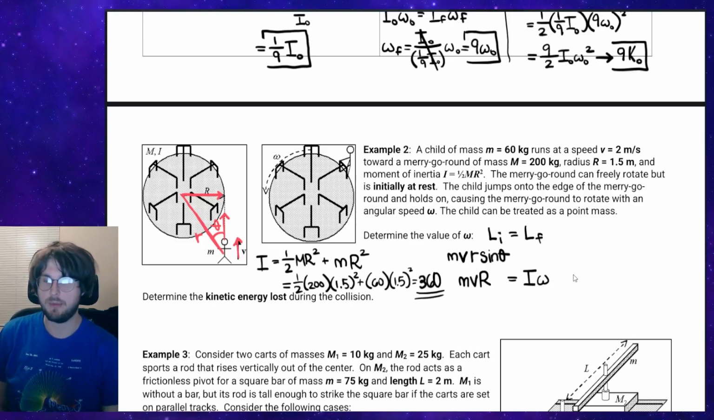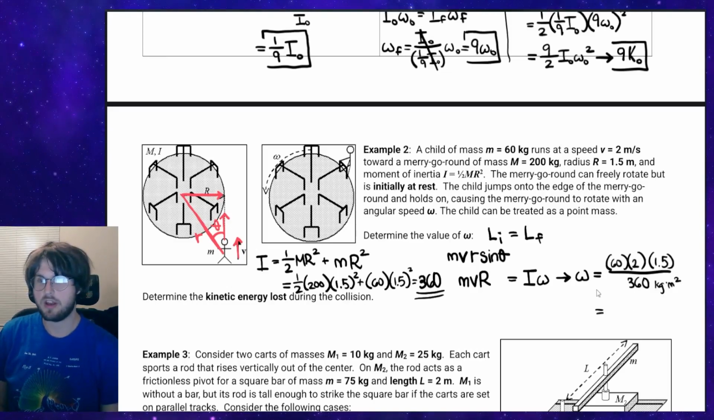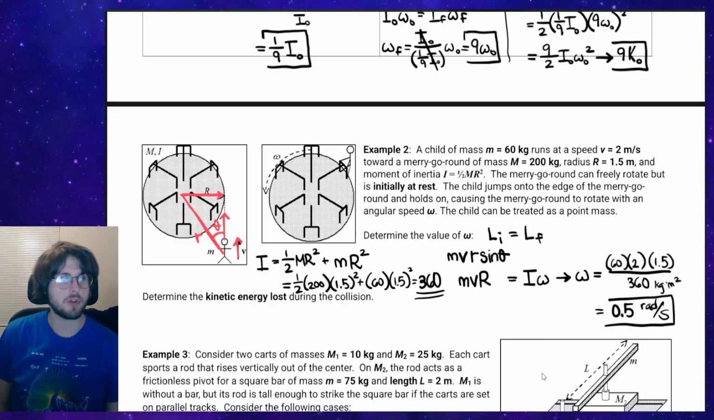Over here, what that means for us then is we can go ahead and solve. So our rotational velocity at the very end is going to be comprised of the child's mass, so 60 kilograms, times the velocity, which is 2 meters per second, times the radius, 1.5, all divided by the rotational inertia, which we found to be about 360. And I'll go ahead and write it here just so we have them. Kilogram meters squared. And what we're going to get out of that is an angular velocity of about 0.5 radians per second. Cool. So there's part one.